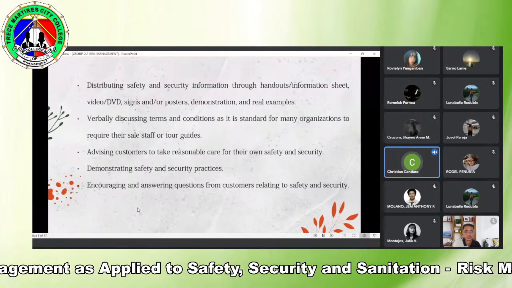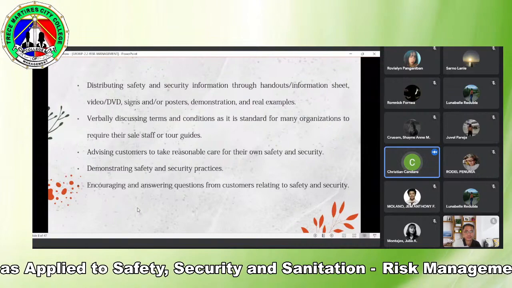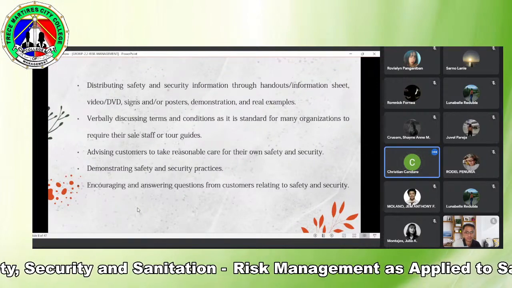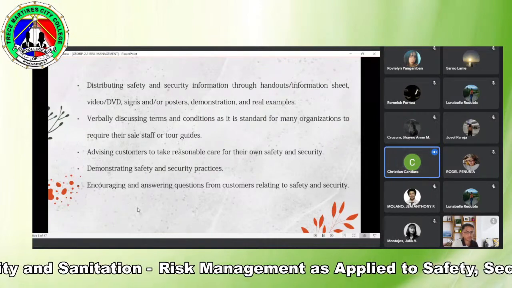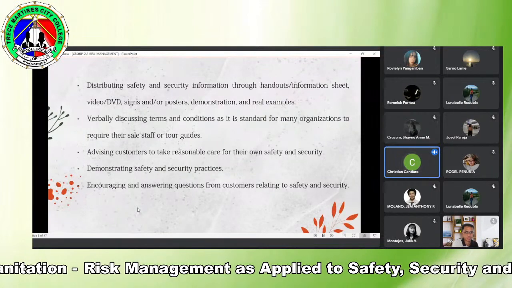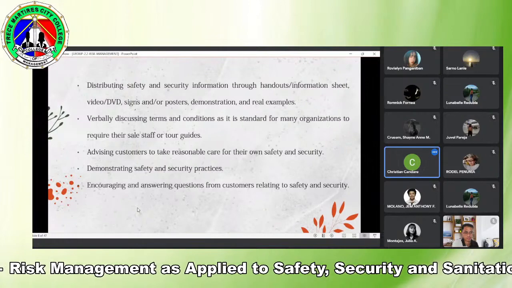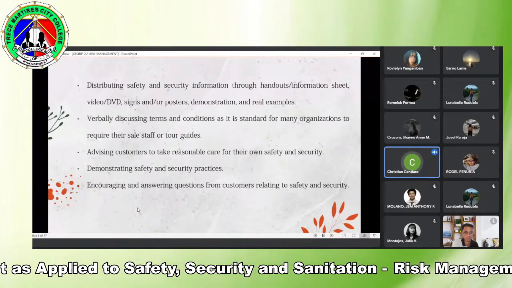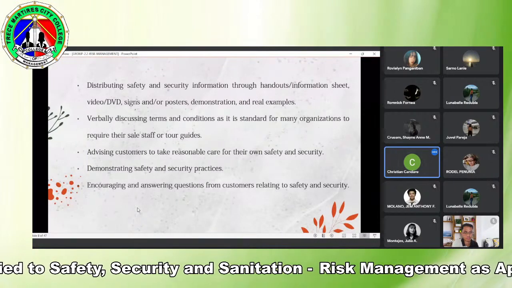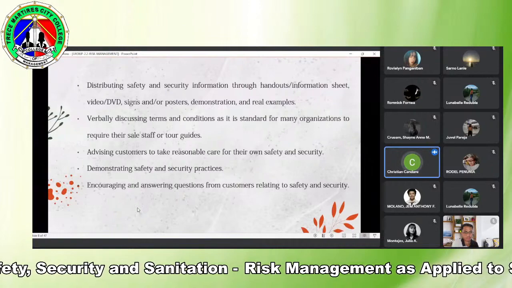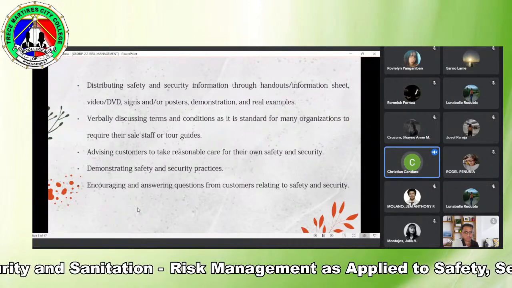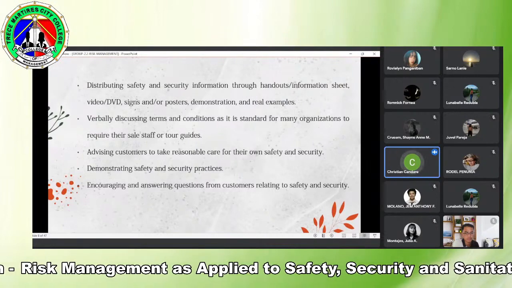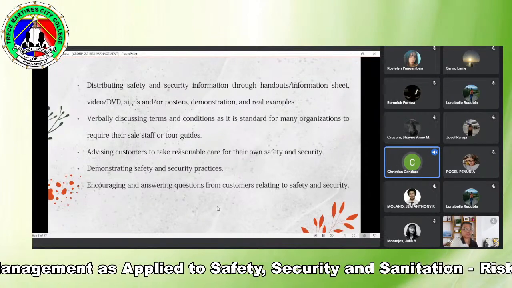Verbally discussing terms and conditions, as it is standard for many organizations to require their sales staff or tour guides. It's crucial because terms and conditions spell out exactly what should happen in every given circumstance. They lay out the important business terms you're offering your customers and make it easier for them to grasp their obligations, rights, roles, and responsibilities.